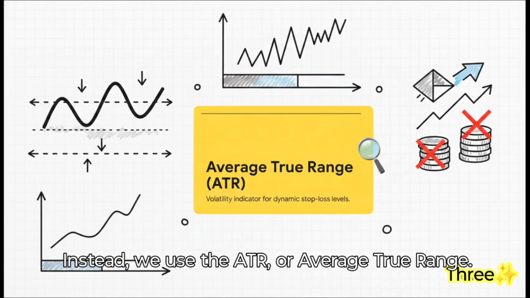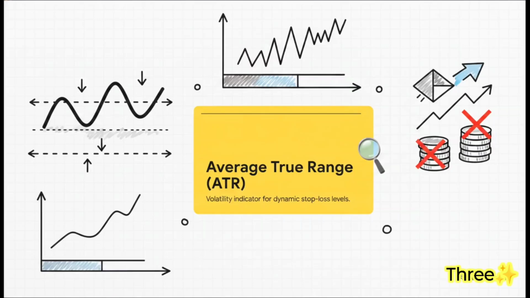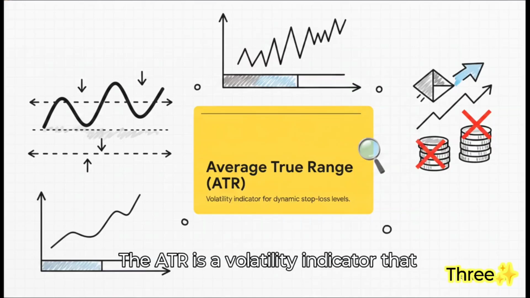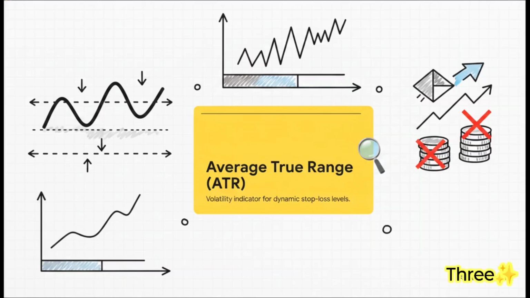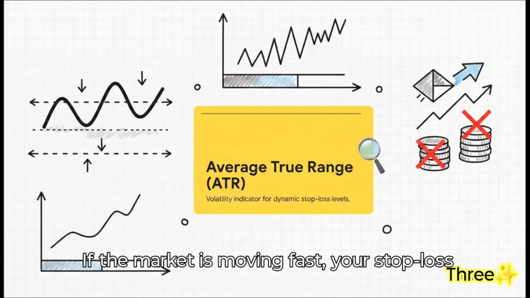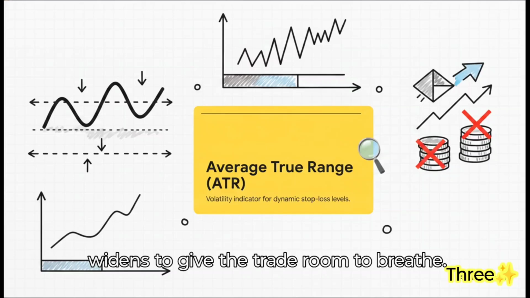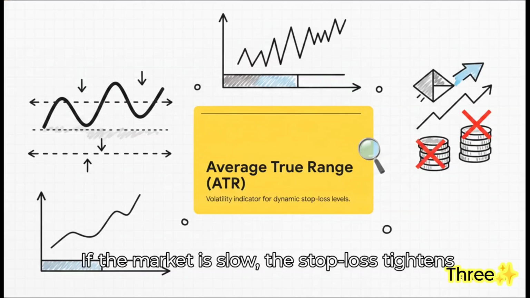Instead, we use the ATR, or average true range. The ATR is a volatility indicator that measures exactly how far the market is moving on average per candle. Using the ATR for your stop loss is far superior to guessing random numbers because it dynamically adapts to the market's current volatility. If the market is moving fast, your stop loss widens to give the trade room to breathe. If the market is slow, the stop loss tightens right up.